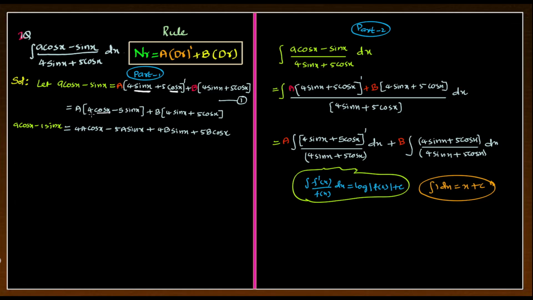Okay, so A, differentiation of sin is cos, differentiation of cos is minus sin x, so 4 cos x minus 5 sin x. Similarly, the B term is as it is. Now we have to open the bracket, multiply with A: A into 4 is 4a cos x, A into 5 minus 5a sin x, B into 4 is 4b sin x, B into 5 is 5b cos x.